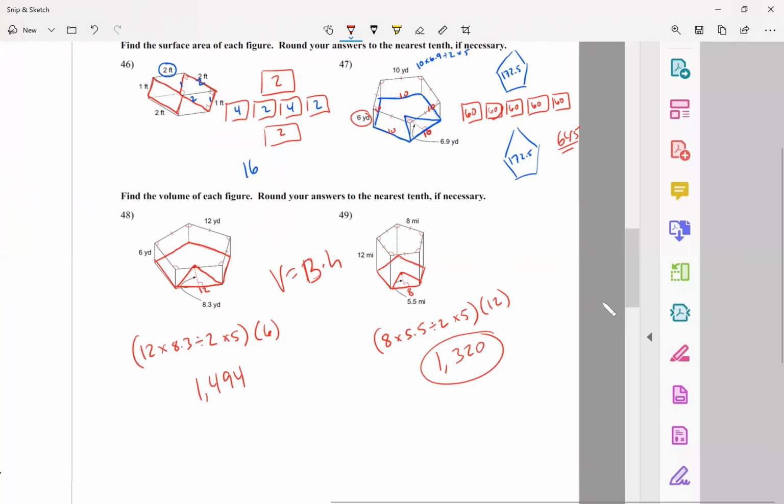Little emphasis, 46, 47, we're looking at surface area. Surface area, you have 2 bases and a bunch of rectangles. Volume, questions 48, 49, area of the base times the height.